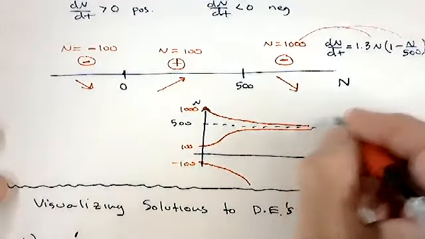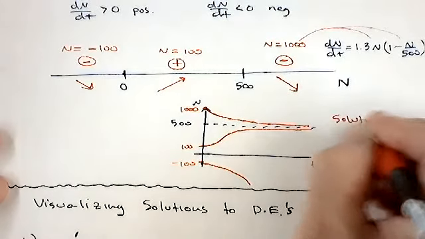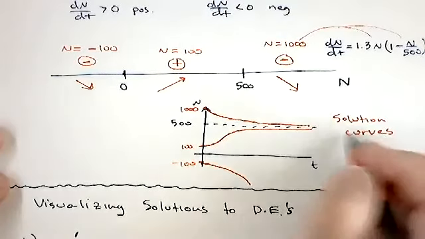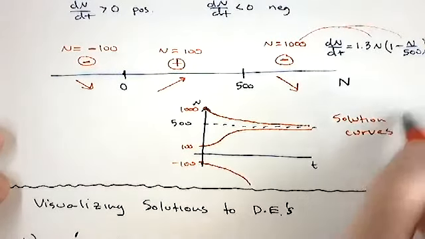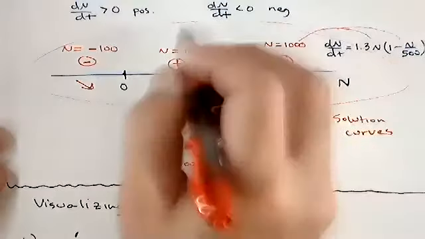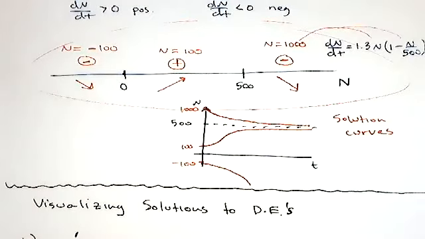So these could be thought of, and we're going to be getting to this, as solution curves that you could draw. How do I generate that graph? Based on looking at this, right? Just by seeing what happens to the population size at different values.